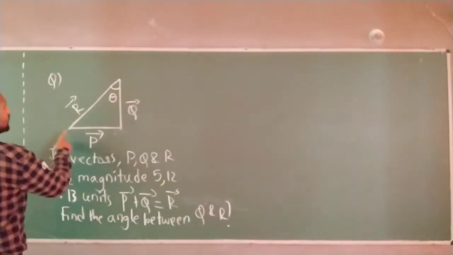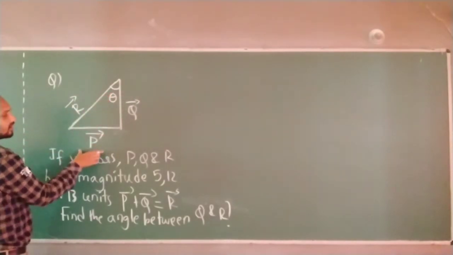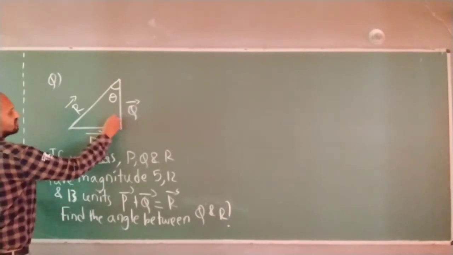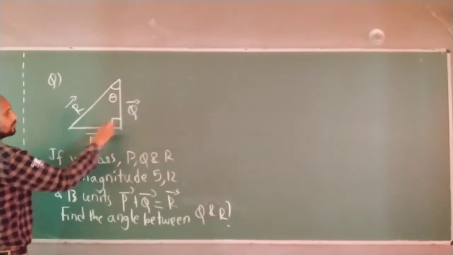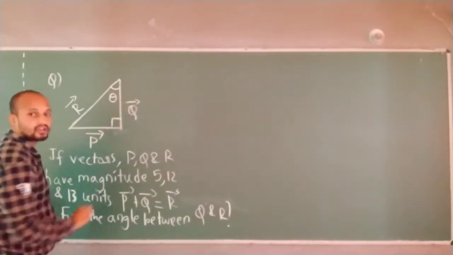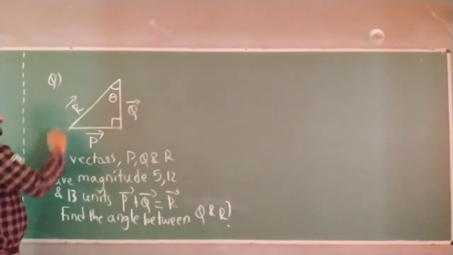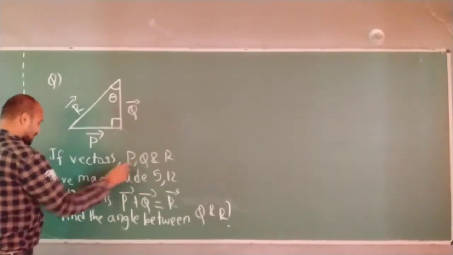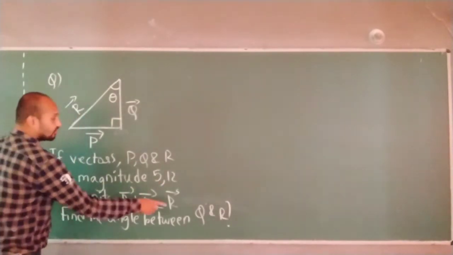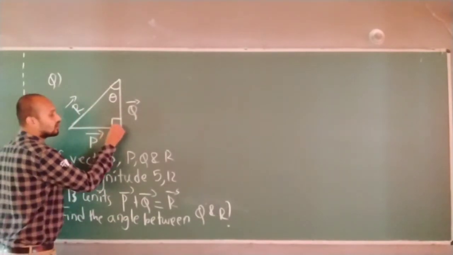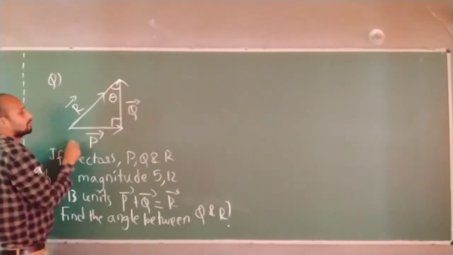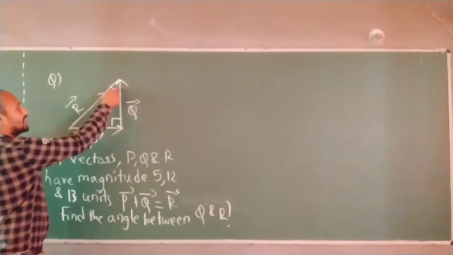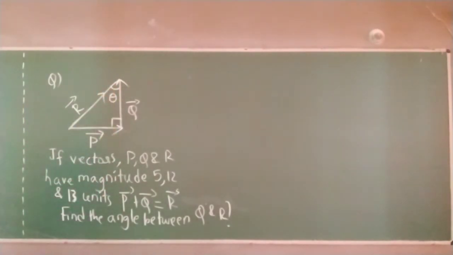See here, one triangle is given, this is theta. This is 90 degrees, correct? One side of the triangle is vector P, another side is vector Q, and another side is R. If vectors P, Q and R have magnitudes 5, 12 and 13 units, P plus Q is equal to R. When he is writing P plus Q is equal to R, this will be the direction, triangle of vector addition. Find the angle between Q and R.